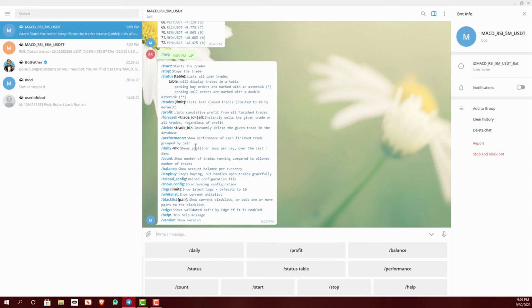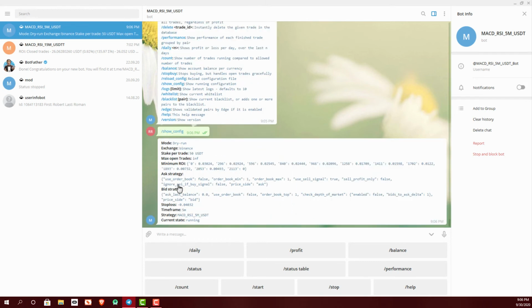We have so many features here, and the last one I wanted to show you was actually show config. So this talks about the strategy. We see that the exchange is Binance. Every stake per trade is $50 US. Max open trades is infinite, so it could do as many trades as it likes. We have the minimum ROI set up in here, so it tells us exactly once it hits 3% to get out within 296 minutes, and if it hits 2%, you get out at 596 minutes, which is awesome.